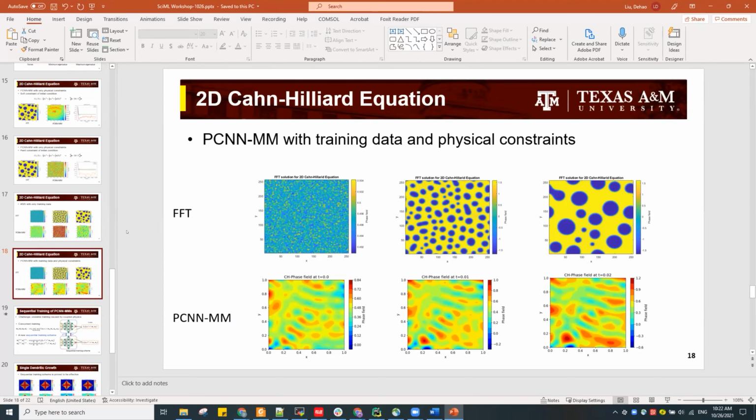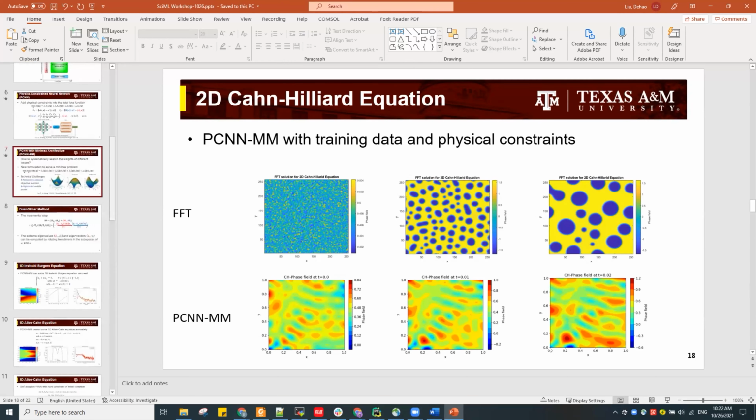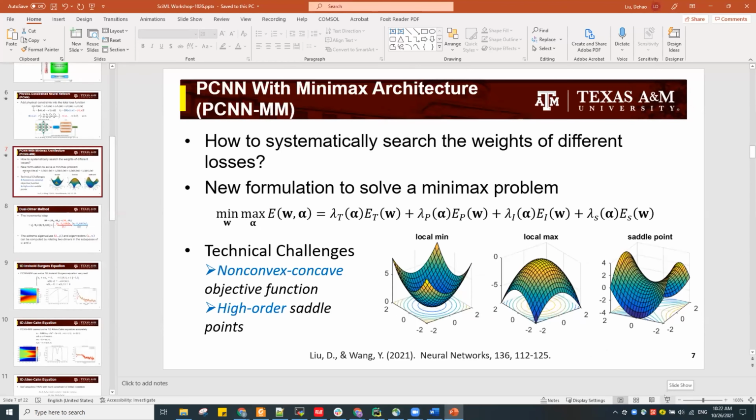I just have one question, Dehao. You showed that minimax problem, PCN minimax, and then you define this lambda as a function of alpha terms, and then you are going to learn alpha, right? Right. So this will define the weights of each loss function term. This is very interesting because for me it's always tough and a mystery what values I'm going to use as weights. I keep trying. It's very time consuming.